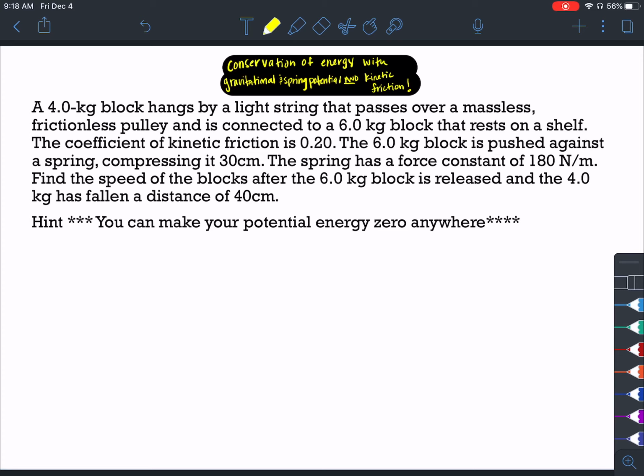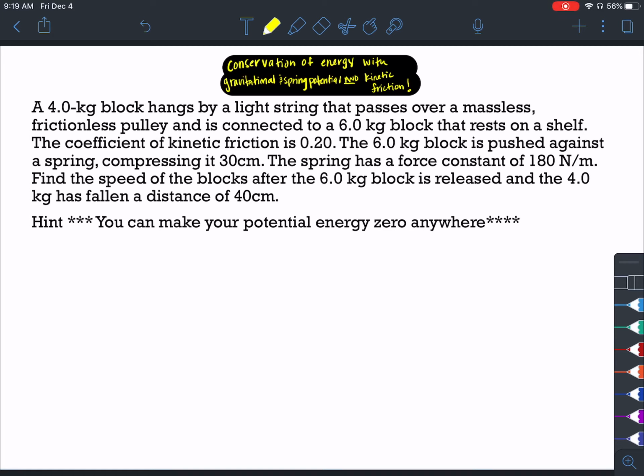A 4 kilogram block is hanging by a light string that passes over a massless, frictionless pulley, and is connected to a 6 kilogram block that rests on the shelf. The coefficient of kinetic friction is 0.2. The 6 kilogram block is pushed against a spring, compressing it 30 centimeters. The spring has a force constant of 180 newtons per meter. What we're looking for is the speed of the blocks after they have moved 4 centimeters.